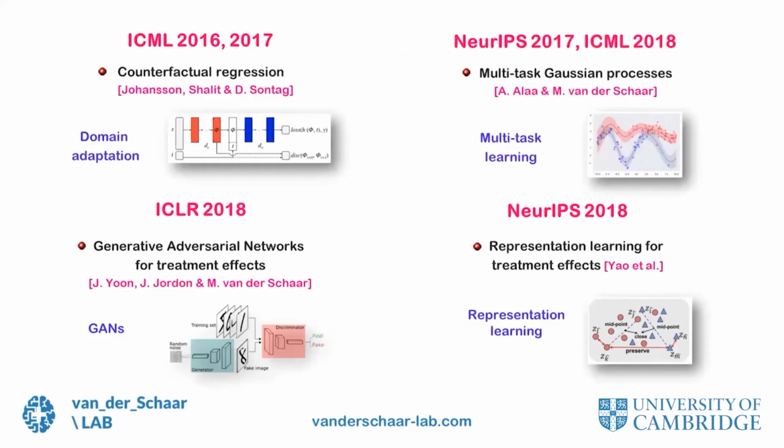And to address this problem, a number of methods have been developed over the years. Some methods use ideas from domain adaptation to correct for the selection bias that's induced by the treatment policy in the observational data. Some other methods use ideas from multitask learning using neural network or Gaussian process architectures. And some other methods use generative adversarial networks to estimate the treatment effects. But in real-world scenarios, how do we know which of these methods we should use for the problem at hand?